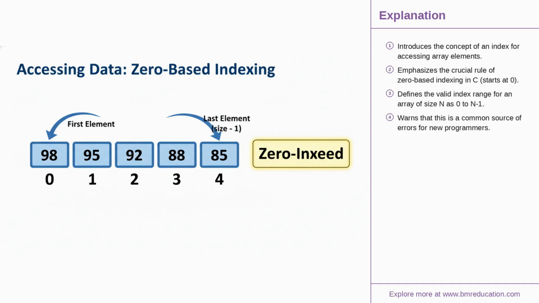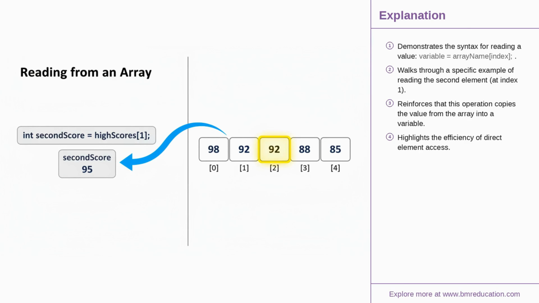To read a value, we use the array name followed by the index in square brackets. For example, int secondScore = highscores[1] accesses the element at index 1, which is our second score, reads its value, 95, and copies it into the secondScore variable. This bracket notation provides direct, high-speed access to any element in the collection.